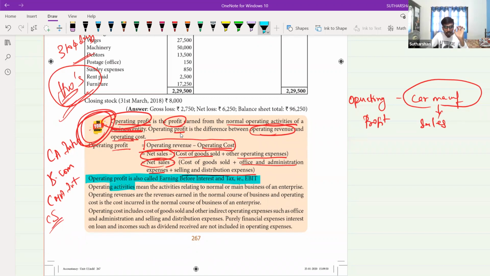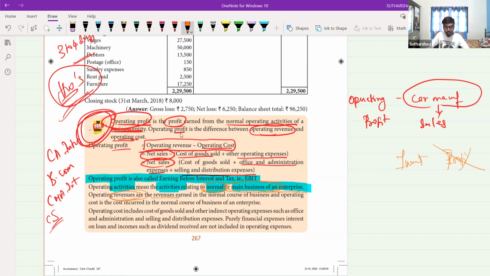Operating activities means activities relating to normal or main business of an enterprise. That is a statement I'm making again and again. It is nothing but normal or main business. What is my main business? Car manufacturing. So for example, I may have made an investment. If I get interest or profit from that investment, that is not my operating profit. That is my profit. Okay? Operating activities means activities related to normal or main business of an enterprise.